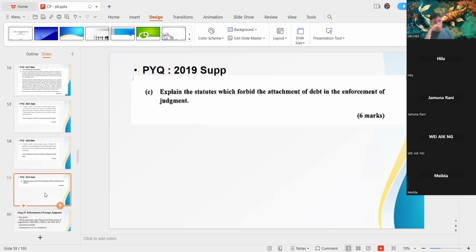For this slide, right? For this one, this was in 2019. The question is asking the statutes that prohibit the attachment of the debt in the enforcement of judgment. So this is a jackpot question if you have memorized the statutes that I have listed in the previous slide. So I guess the chapter for the enforcement of judgment is ended here. So as of now, anybody got a question to ask before I move to the next chapter?